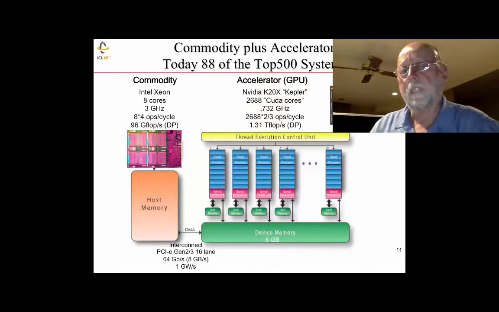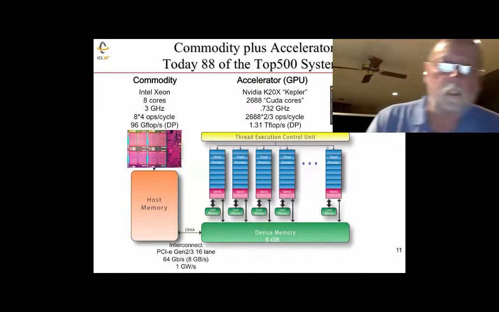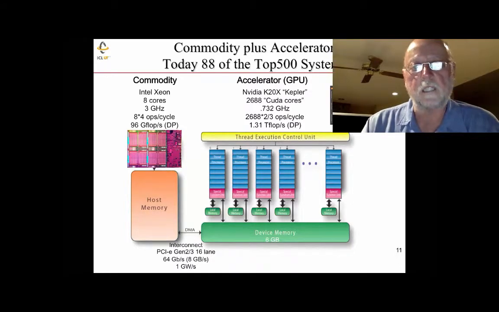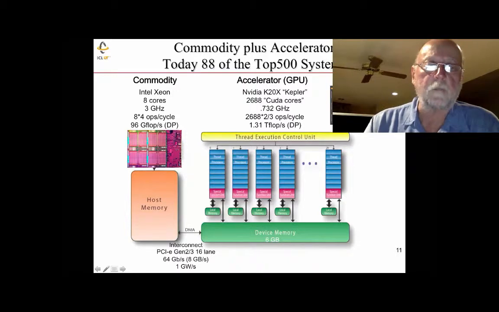We have these 88 systems which use accelerators, and I just want to tell a bit of a story about accelerators. They do play an important part in boosting performance. They get their boost by taking a commodity processor and putting this accelerator next to it.